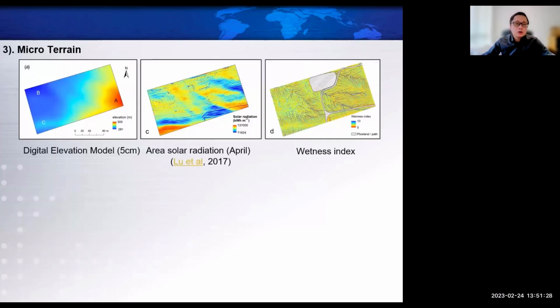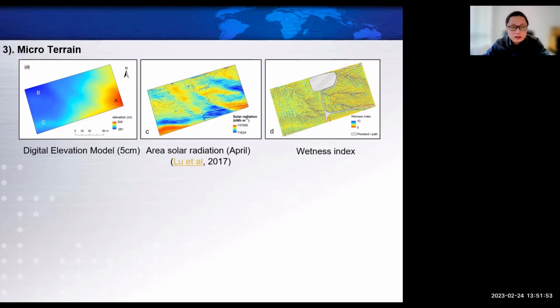So another is micro terrain. For sure, the terrain is a very important factor that influences soil health and also crop growth. Here is one study I did quite a few years ago. Using drone technology, I created a digital elevation model at 5 centimeter spatial resolution, so very high. And then using this DEM, I generated an area solar radiation map.